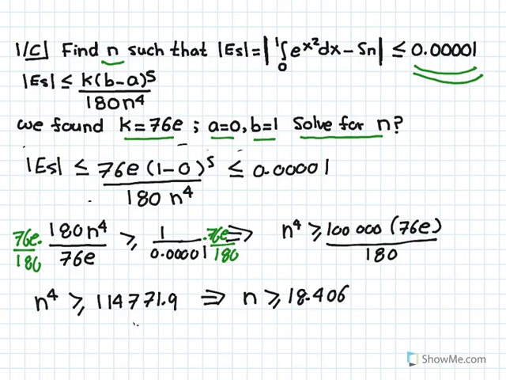And if you take the fourth root of both sides, we will get n larger or equal to 18.406. Now here's the most important thing: you have to round it up to the next even integer, because Simpson's rule requires an even number of intervals. So rounding it up to the next even integer, that means n is equal to 20. If we take 20 intervals, our error will be less than 1 over 100,000. All right, thanks.